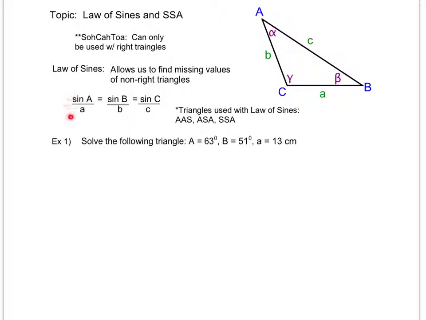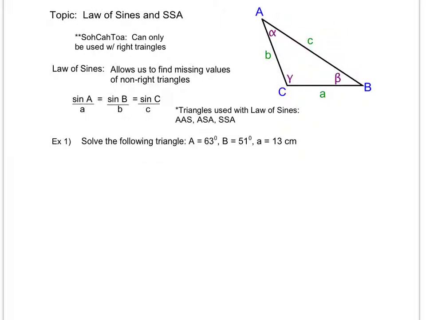I could do sine of A over A is equal to sine of C over C. I could do sine of A over A is equal to sine of B over B, or sine of B over B is equal to sine of C over C. I'm always going to have A and A across from each other, B and B across from each other, and C across from C, as you can see in this visual representation here. So angle A, also referred to often as angle alpha, and A are opposite. Angle B or beta, and B, and angle C or gamma, is across from C.